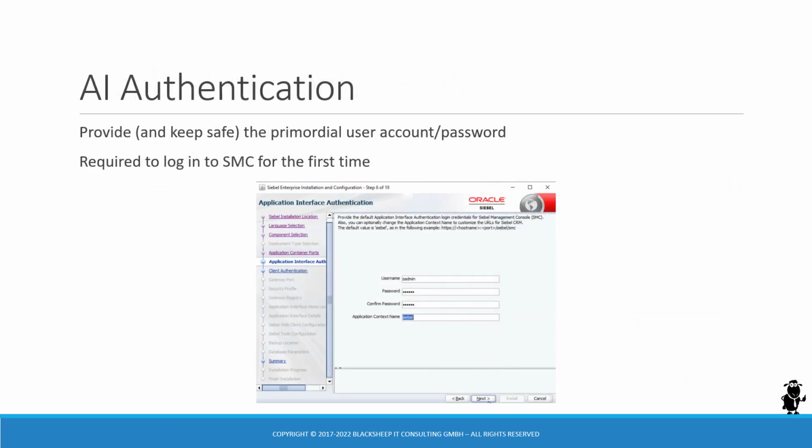If you configure an AI, then you have to provide the primordial user account and its password. This primordial user account and password need to be stored in a safe place and be made available to anyone who then later logs into the Siebel Management Console, SMC, for the first time. The SMC will then prompt for the Bootstrap process to begin. That user is stored outside of any authentication system, so make sure it's a combination of username and password that you can retrieve later.